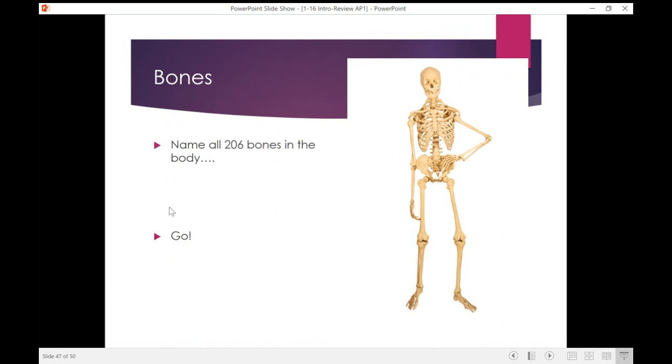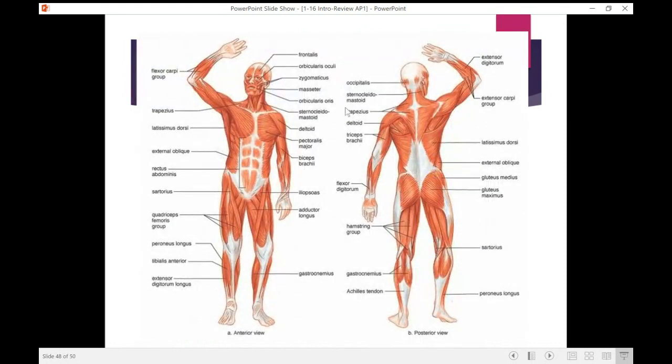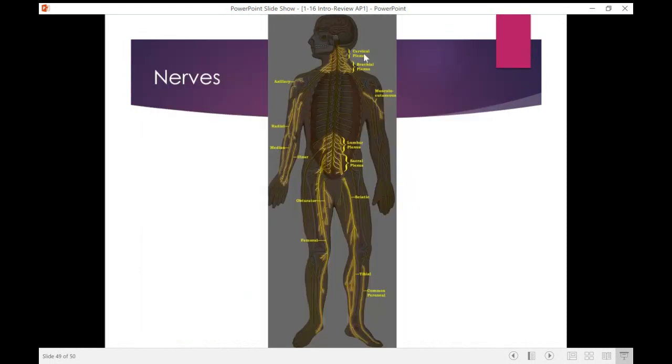Name all 206 bones in the body and go. Just kidding. Make sure that you review the names of the bones. 106 of them are between our hands and our feet, so make sure that you do review them. These are the muscles that you learned in A&P1, so make sure that you do go through them and that you review them again. Okay. Make sure that you review the nerves.